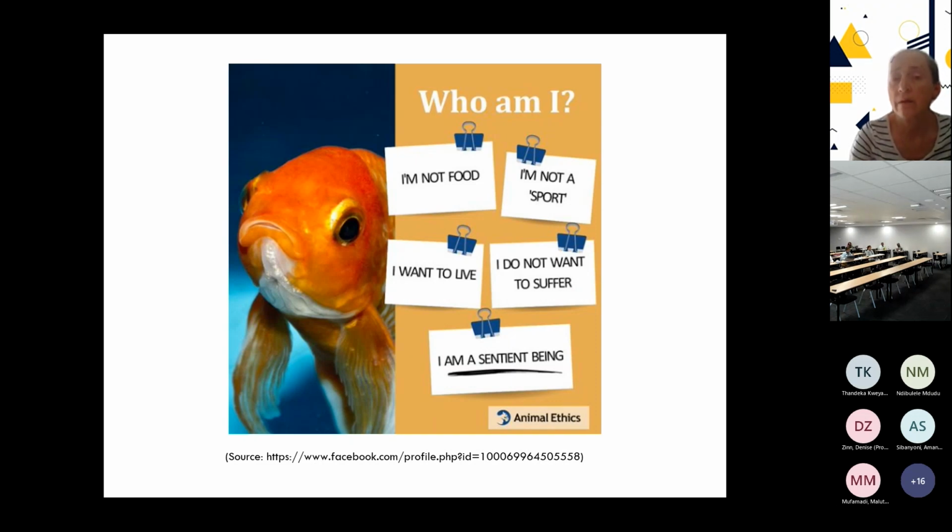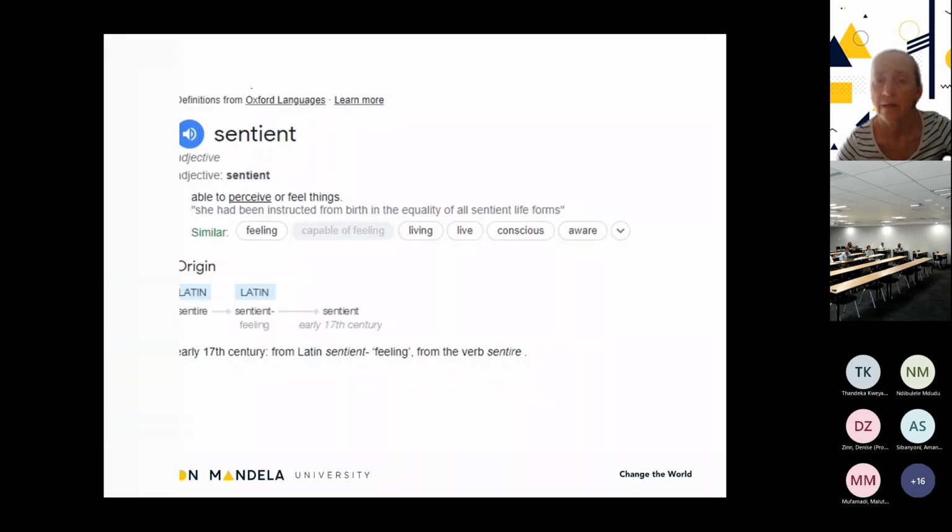But animals are needed for experimentation, and we accept and we respect that. But we are sort of the custodians to make sure that we are not unnecessarily harming our animals. Sentient means able to perceive or feel things. Yes, it's an animal who cannot talk, who may be able to make noises if they're in pain or if they hurt, but they cannot necessarily talk back to us.